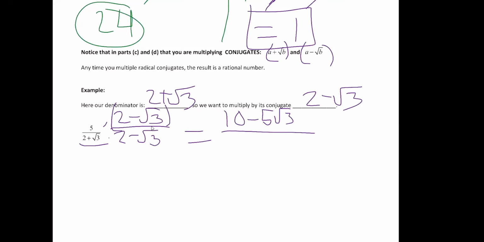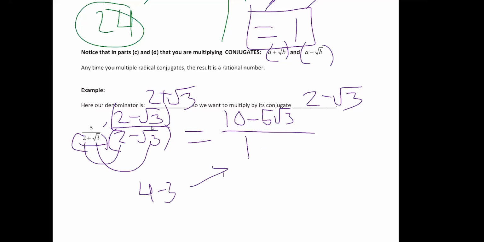For the bottom, if you want to save a little bit of time, you could FOIL it out, but here's how I would do it. You just multiply the first two things, so that would be 4, and you multiply the last two things, so that would be minus 3. So it would be 4 minus 3, or just 1.